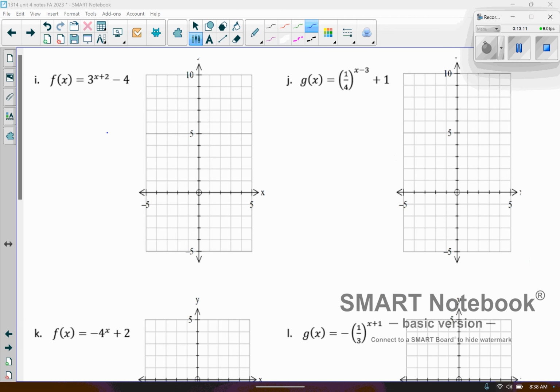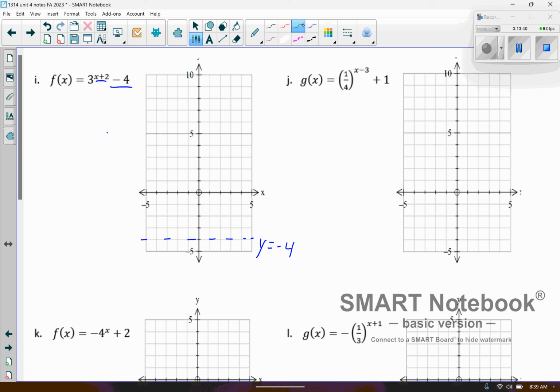Okay. As we continue on, we're going to have more and more things going on here. Technically we have 2 transformations here. We're going to shift to the left 2 and down 4. Once again, I'm going to make a table for this, but I will go ahead and put my asymptote down here at -4. So at y equals -4, there's my horizontal asymptote.